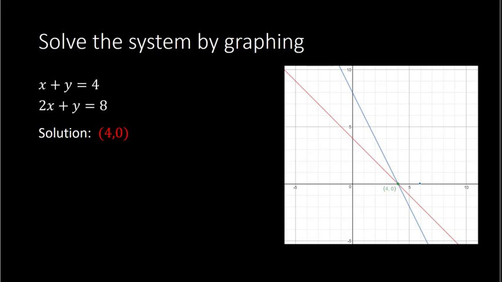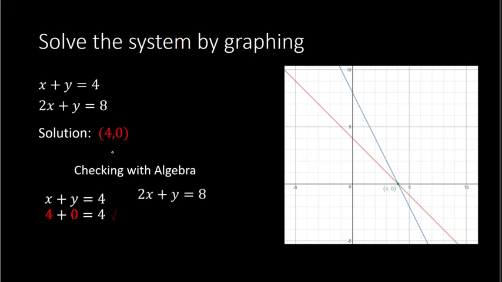And we can confirm this by checking with some algebra. If we plug this point back into the system, into both x and y for both equations, we should be getting true statements back out. So for equation 1, x plus y equals 4. 4 is x, 0 is y. We plug those in, and we get 4 plus 0 equals 4, which is a true statement. For the second equation, 2x plus y equals 8, we plug again a 4 in for x and a 0 in for y to get 2 times 4 plus 0, which would equal 8. We have 8 plus 0 equals 8.